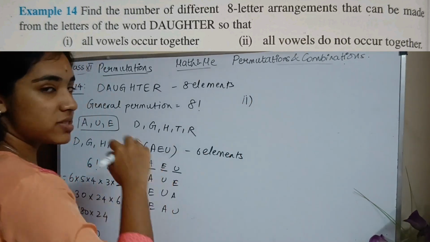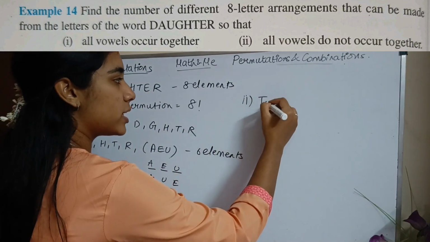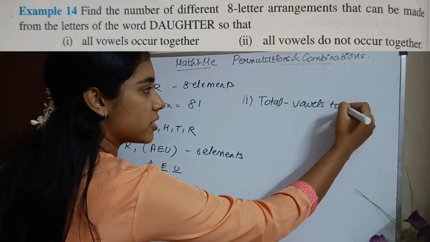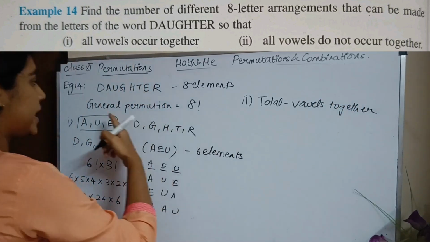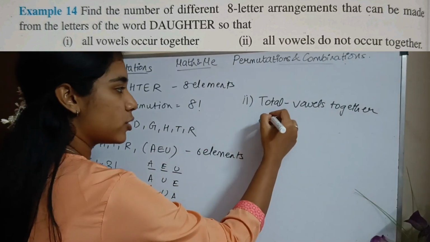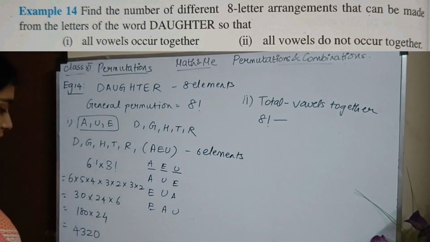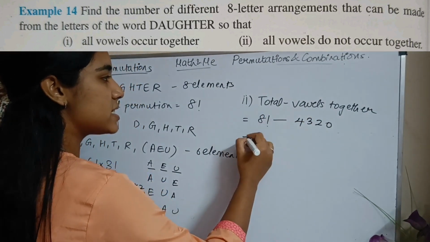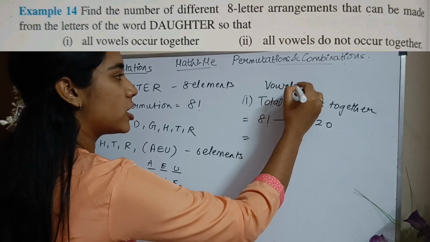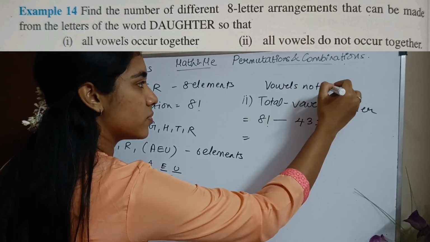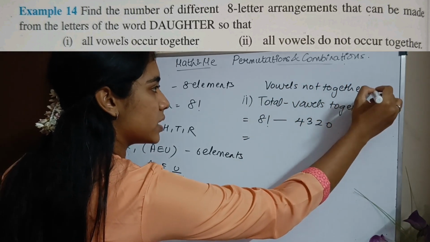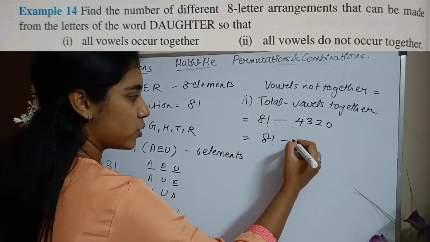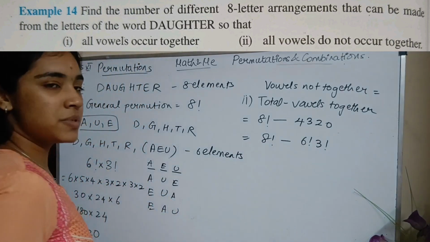If vowels are not placed together, it will be total minus vowels together. Correct? Total is what? 8 factorial. I have 8 factorial in general minus, what did I get when I placed them together? 4320. So this is vowels not placed together. Equals the total minus vowels that are placed together. So this is basically 8 factorial minus 6 factorial times 3 factorial.